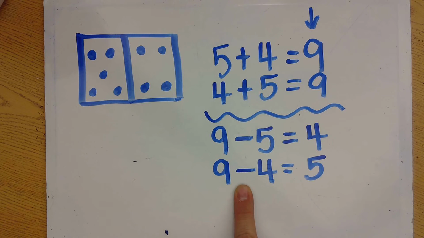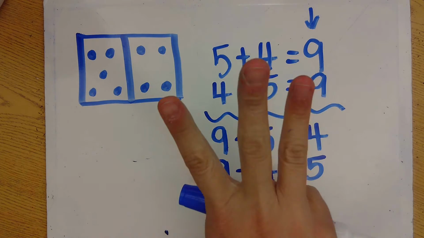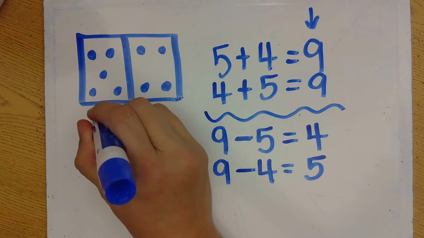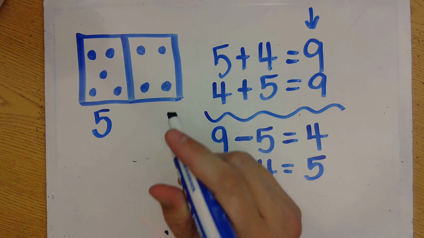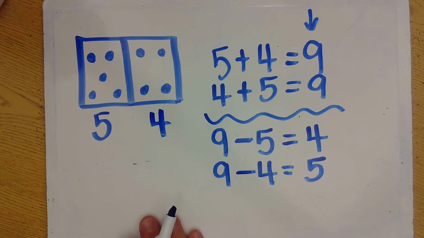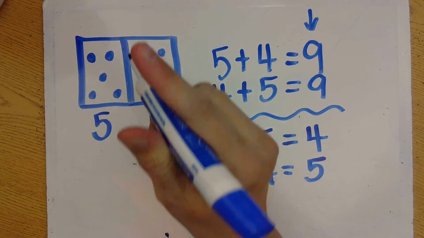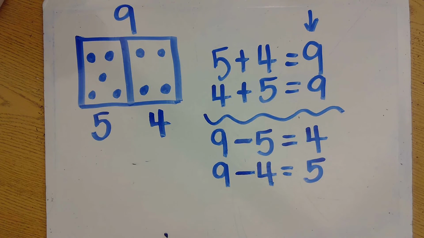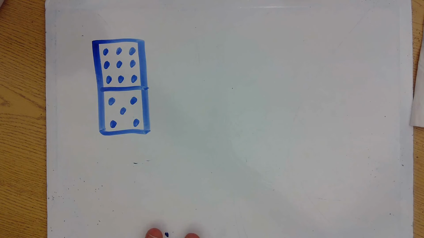Have you noticed that there are only 3 numbers that I used in this entire problem? I used a 5, I used a 4, and I used all of the dots together, 9. Those are the only 3 numbers I used for this entire problem. Let's go ahead and look at another one.